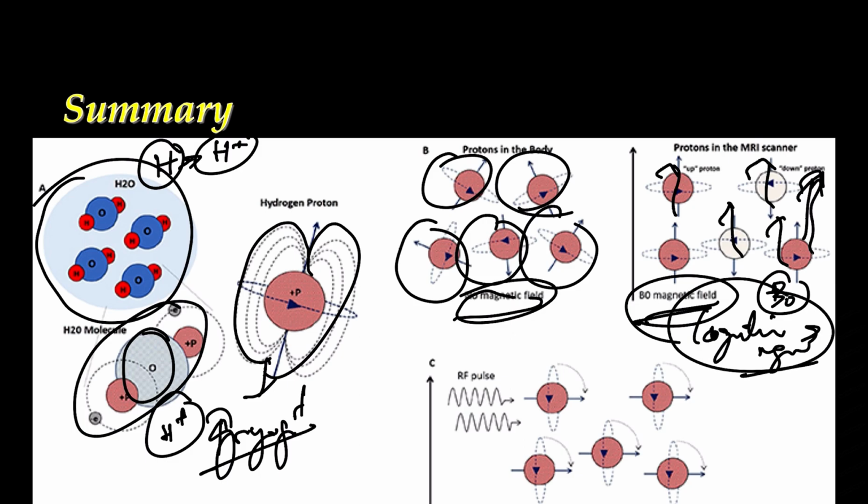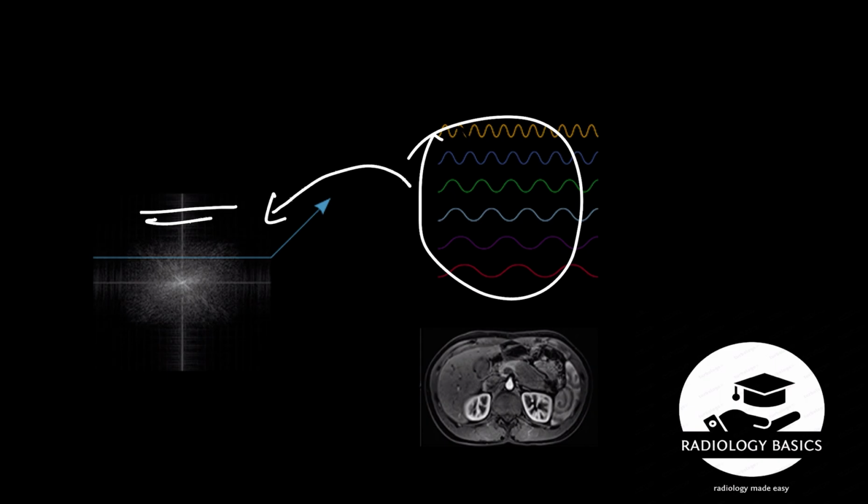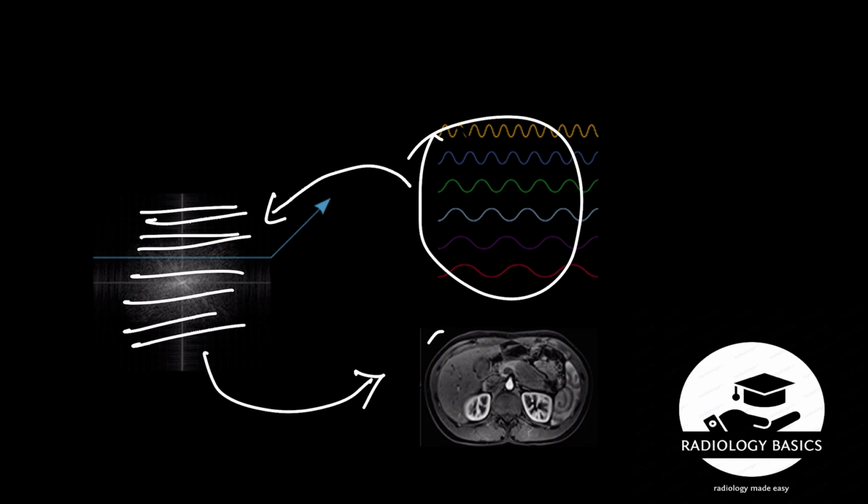Once, with the same precession frequency, we give the RF pulse, this RF pulse will cause a change from longitudinal to transverse magnetization. Once we stop the RF pulse, it will recover. While recovering, it will produce an echo. This echo will be transferred into K space. Then this K space will be converted into an image, the MRI image.